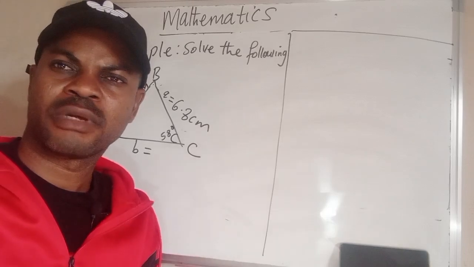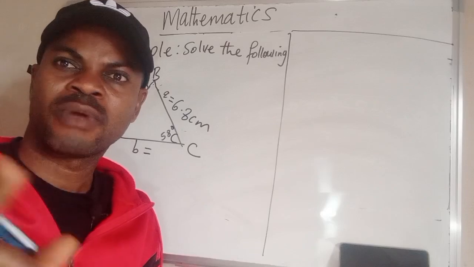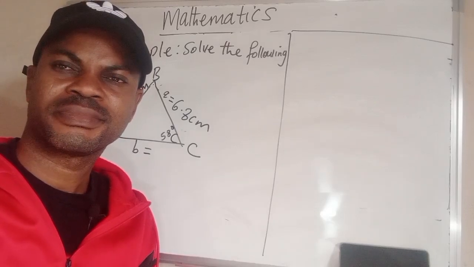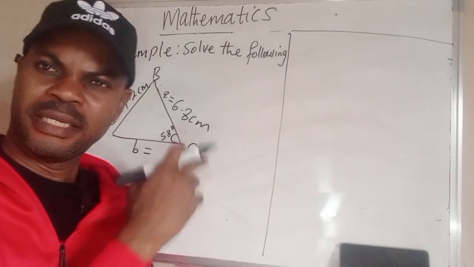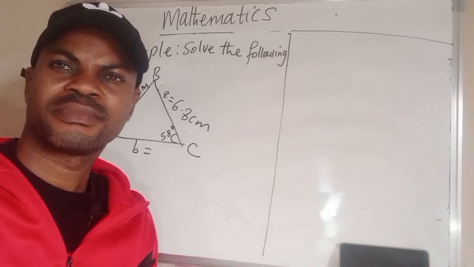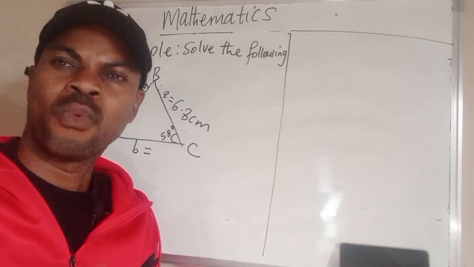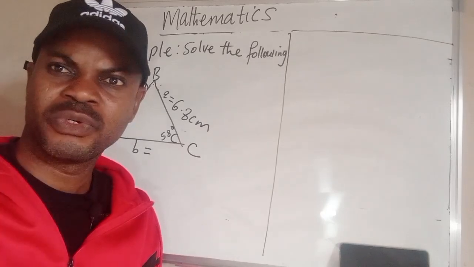Okay, secondly, what type of triangle is this? It's not a right angle triangle. Therefore, I can't use Pythagoras theorem. This is an acute triangle. What then will I use? I use either the sine rule or the cosine rule.